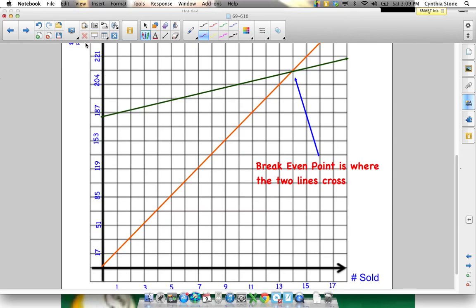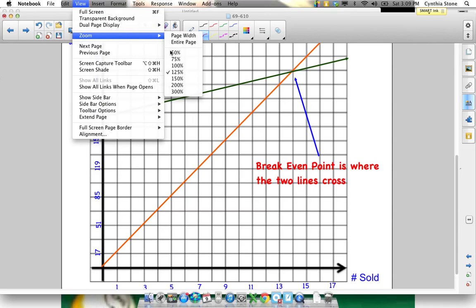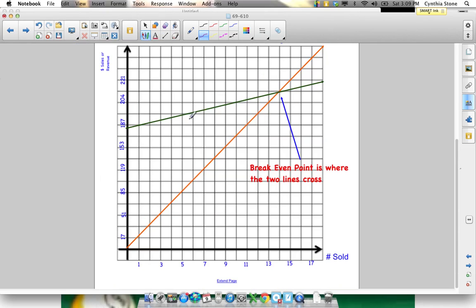I have to make my tape a little bit smaller so we can see the whole thing. Okay.